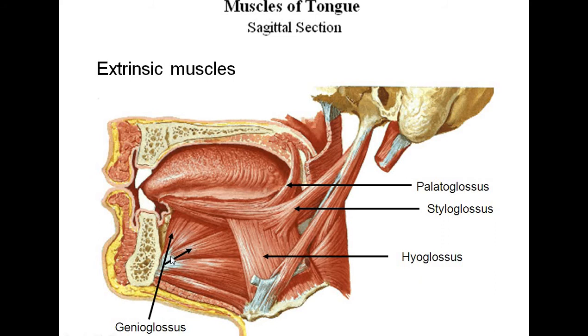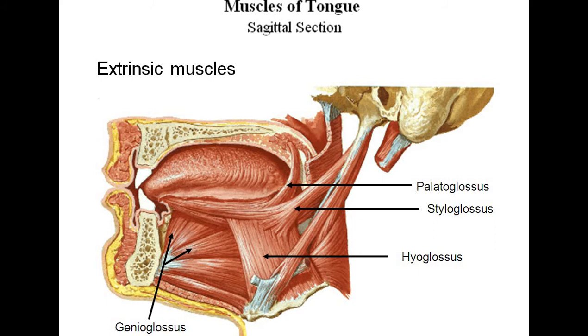Upper fibers are inserted into the tip of the tongue, the middle fibers insert into the dorsum of the tongue, and the lower fibers insert into the hyoid bone. So these are the insertions of the genioglossus muscle. The main action is that it protrudes the tongue. As it protrudes the tongue, it is also called the life-saving muscle.